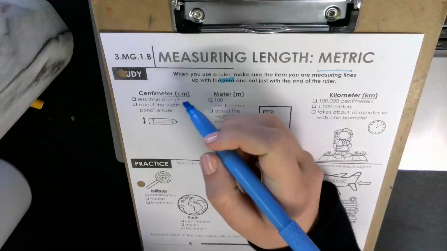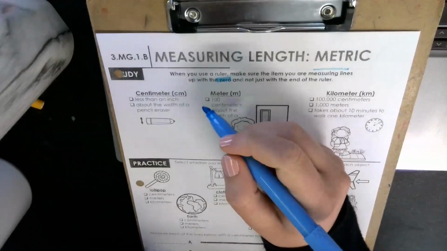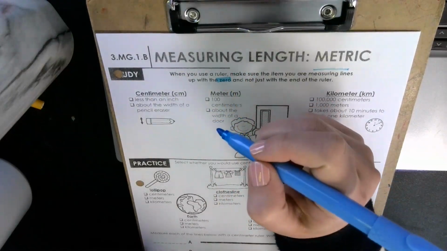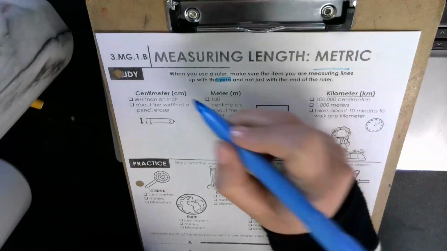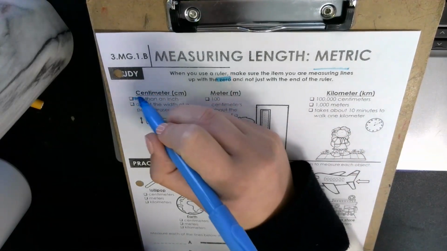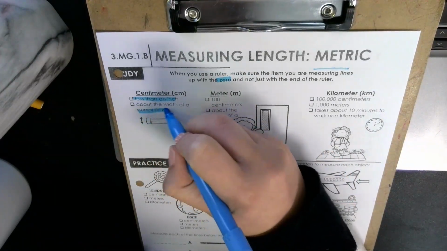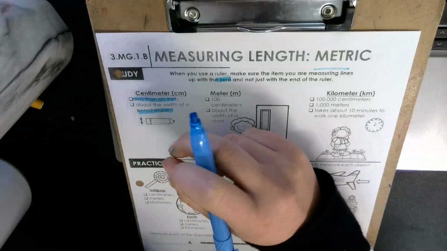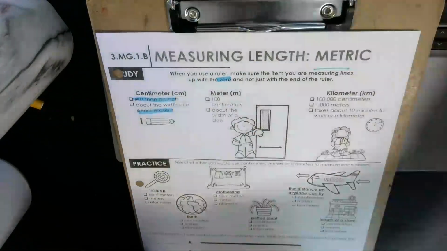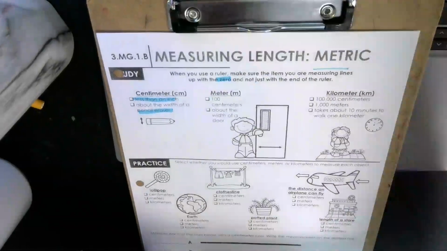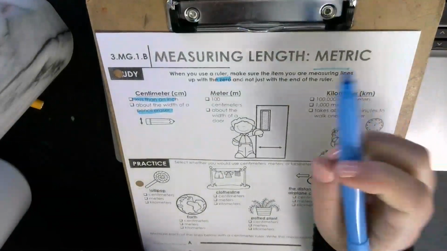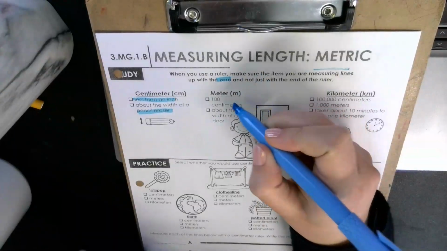The smallest unit that we commonly use in the metric system is a centimeter. Raise your hand if you've ever heard of a centimeter. Perfect. A centimeter is less than an inch. It's about the width of a pencil eraser. So look at your pencil. It's about that wide. That's about a centimeter.